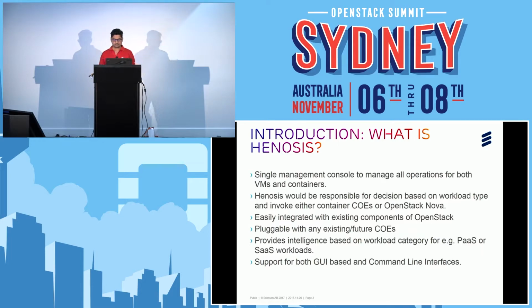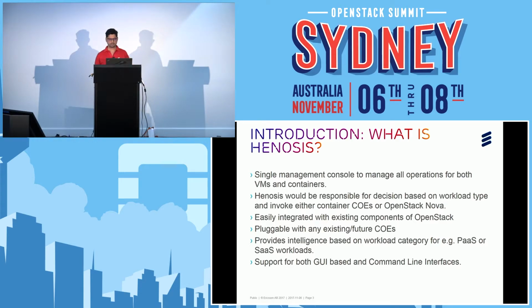And this can be seamlessly integrated with OpenStack. Basically, we are planning to provide an API service for Henosis, which will talk to one of the COEs underneath and also Nova. So it will be seamlessly integrated with OpenStack. We do not need to move out of the design model that OpenStack already offers today. And again, like I told you, it is pluggable with any of the existing or future COEs.